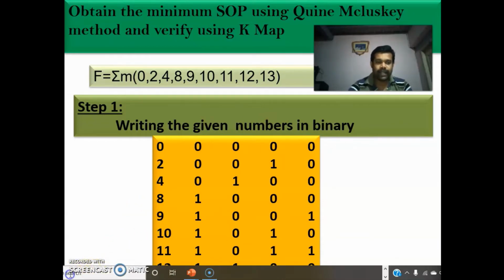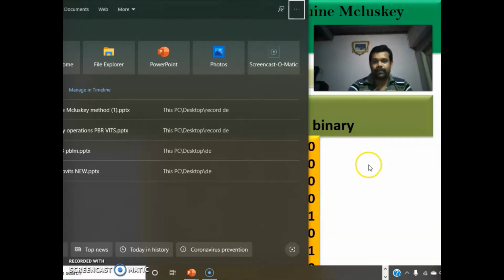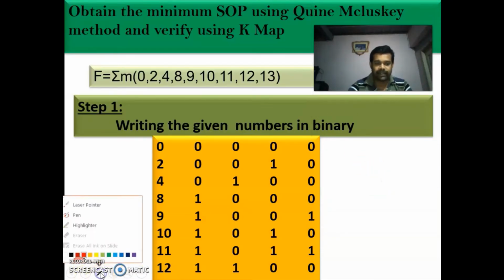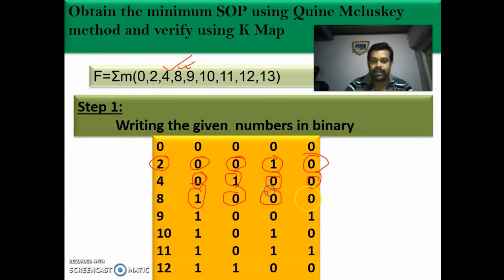So next we are going to write 2. 2 is 0, 0, 1, 0. Next we are going to write 4. That is, 4 is nothing but 0, 1, 0, 0. Next we are going to write 8. 8 is 1, 0, 0, 0.